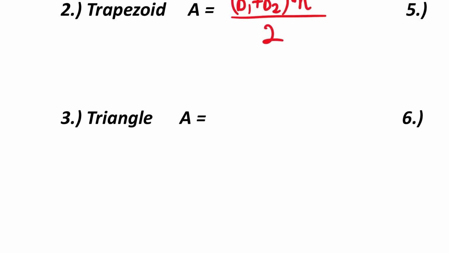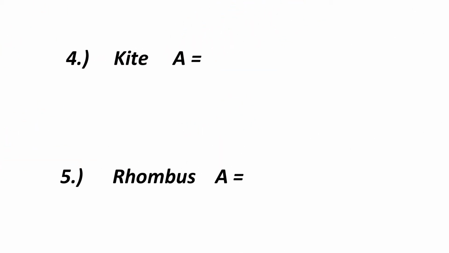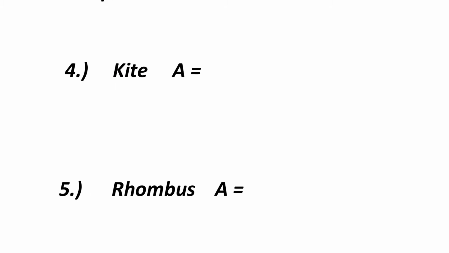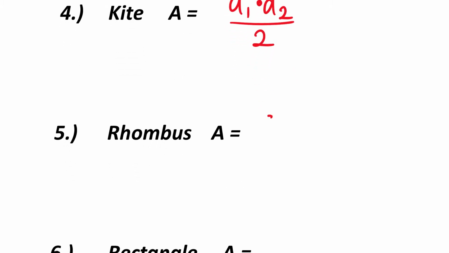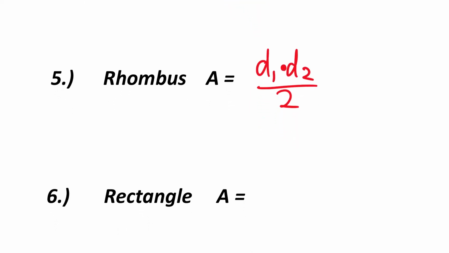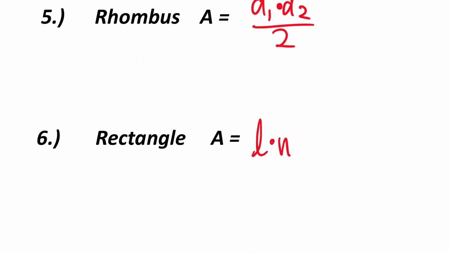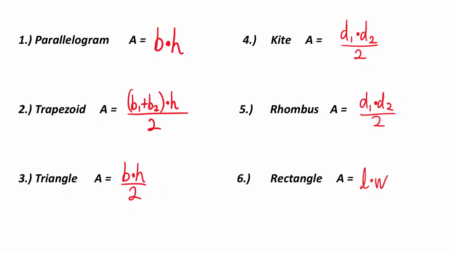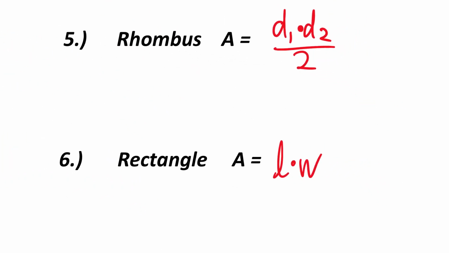Okay, how do you find the area of every triangle? Base times height divided by 2. All right, number 4, how do you find every kite? Okay, so you take diagonal 1 times diagonal 2, divide that by 2. How do you find every rhombus? Okay, same thing as a kite. And again, you could write that differently. And then rectangle is just length times width, which a rectangle is a parallelogram, so it's really the same thing, base times height. I just like to think about it like that.